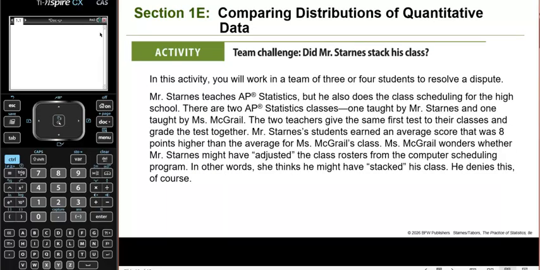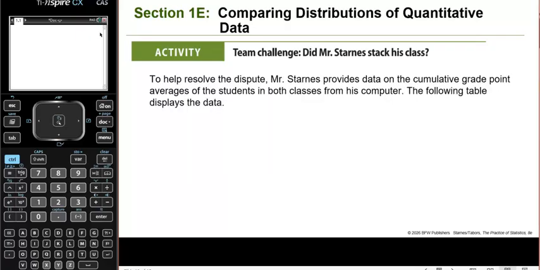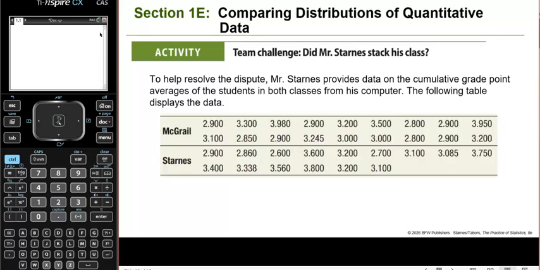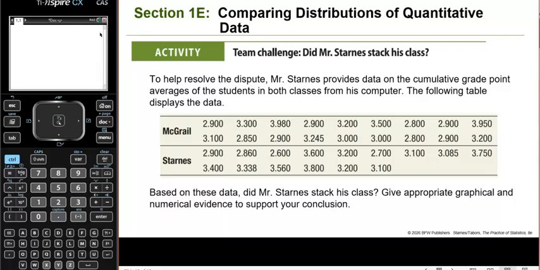Actually, this is kind of an interesting one. So Mr. Starnes, they have two AP Stats teachers at the school. Mr. Starnes is in charge of the schedule, so the other teacher suspects that maybe he got the better students, like he handpicked them or something. The data provides cumulative grade point averages of the students in both classes. So here are the grade point averages for all the students in each of those classes. Based on this data, did Mr. Starnes stack his class? Give appropriate graphical and numerical evidence to support your conclusion.